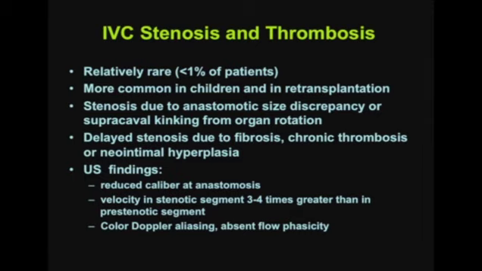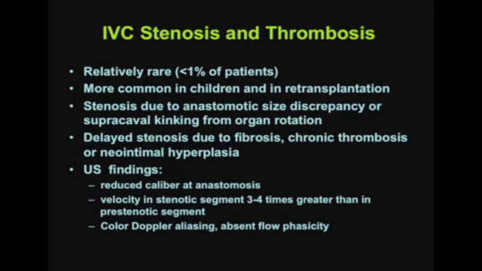Stenosis and thrombosis of the IVC are relatively rare, occurring in less than 1% of transplant recipients. These do tend to occur more often in children than in adults, and also in patients who have had more than one transplant. The stenosis may occur due to a discrepancy in the size of the donor and recipient vessels, or there may be supracaval kinking from rotation of the organ. Delayed stenosis may occur as a result of fibrosis, chronic thrombosis, or neointimal hyperplasia.